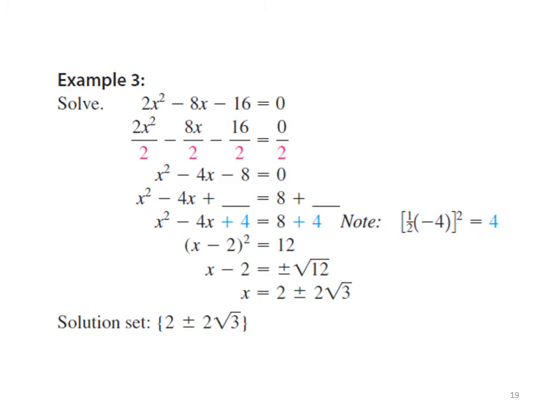Now add 2 to both sides. You get x = 2 minus or plus 2 times the square root of 3. So again you have two solutions. 2 plus 2 times the square root of 3, that's your first solution. The second solution is 2 minus 2 times the square root of 3.